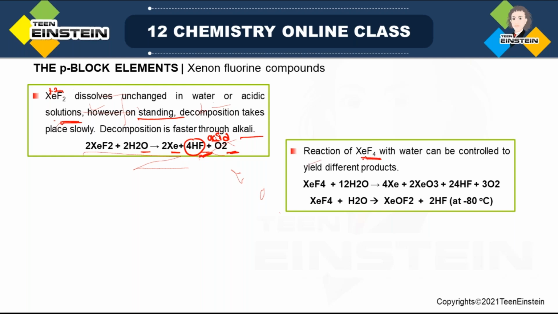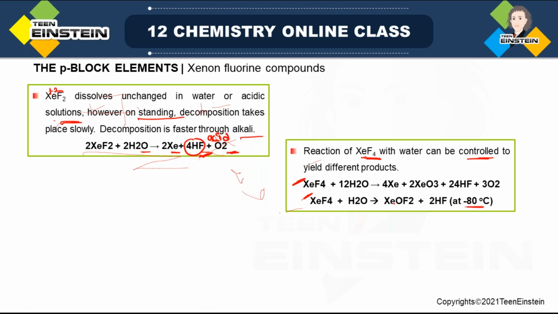Next fluoride is XeF4. How does it react with water? It reacts with water, but you can control the reaction products by controlling the temperature. When the temperature is very low, minus 80 degrees centigrade, the hydrolysis is not complete. So the first example is complete hydrolysis, but the second one is not complete hydrolysis.